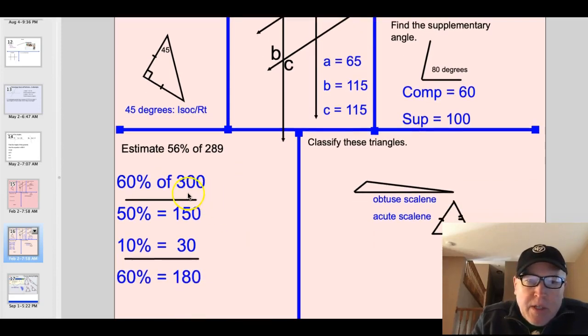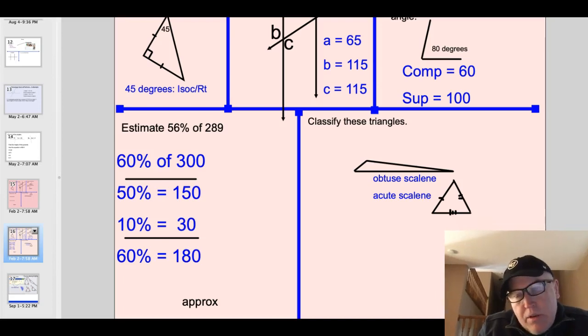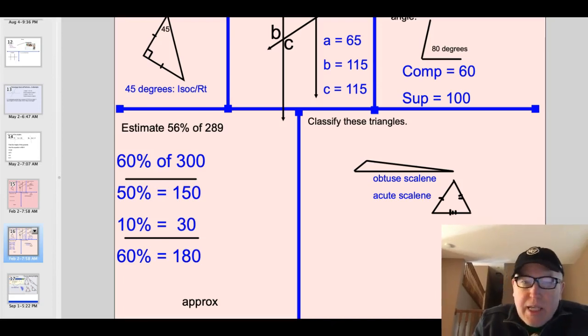Estimating this, well, 60% of 300 is the way I rounded it off, so 50% would be 150. 10%, move that decimal, makes 30, so you have 150 plus 30 is 180. And then classifying these triangles, this would be an obtuse scalene. Here's your obtuse angle, and all 3 sides are different. And this is an acute scalene. You can see that all 3 sides are different. All the angles are acute, so acute scalene.